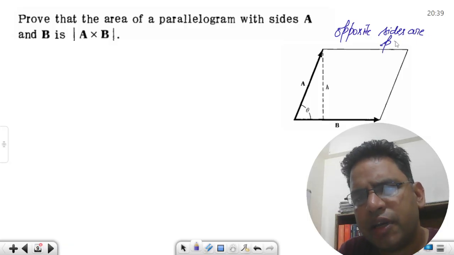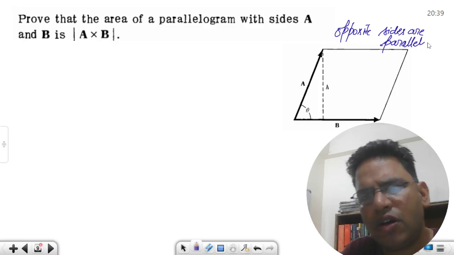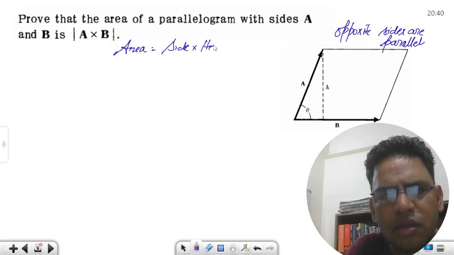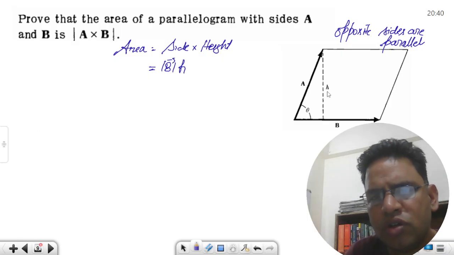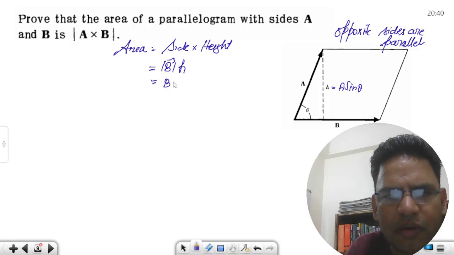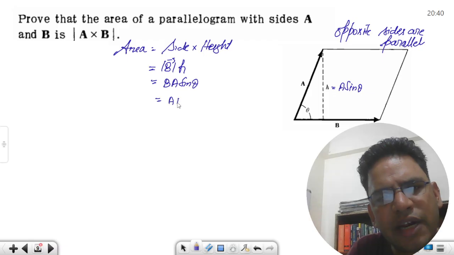So these opposite sides are parallel, right? The area is going to be one side into height. Let's say I am using this side b, b into h. Now this h is the same as a sin theta. So I get b into a sin theta.